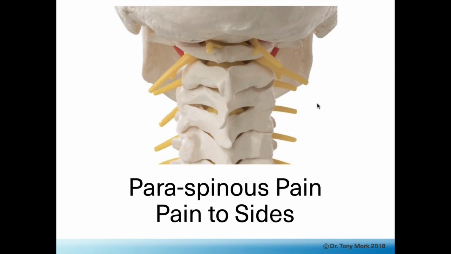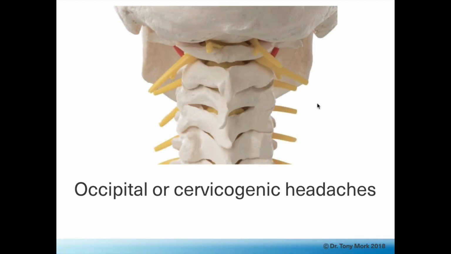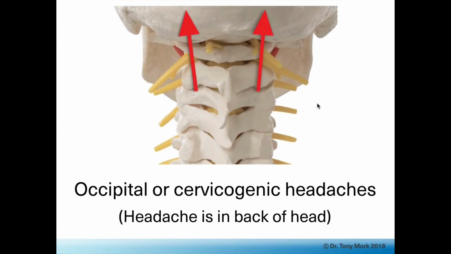Here we can see paraspinous pain is pain a little off to the sides, and you can see that it's directly related to the facet joint location. The occipital or posterior headaches are actually called cervicogenic because they are generated by problems in the cervical spine, giving rise to a headache in the back of the head.